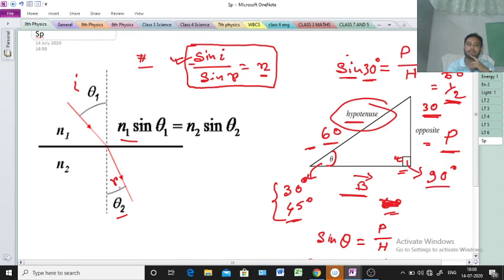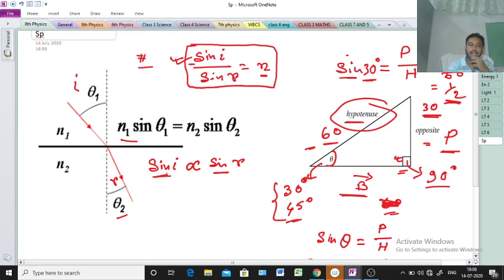So the definition of Snell's law is: sine of angle of incidence, that means sine of I, is linearly proportional to the sine of angle of refraction. Sine of angle of incidence is linearly proportional to the sine of angle of refraction. Is it clear or not?